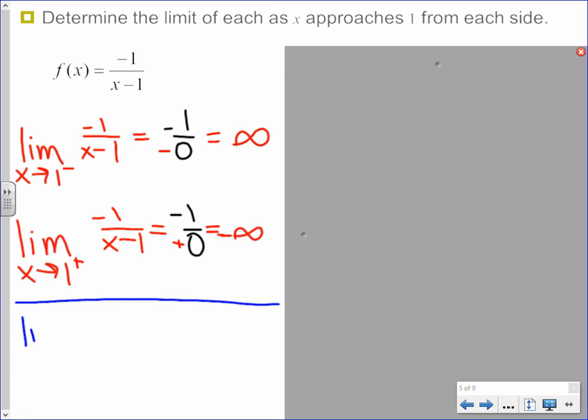Are the right and left hand limits the same? So if I asked you for the limit as x approaches 1, you would tell me it does not exist.